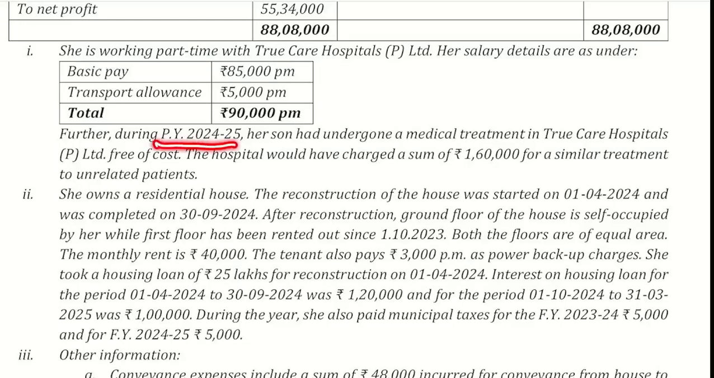Further, during 24-25, her son has undergone a medical treatment in True Care Hospital Private Limited free of cost. So we have given her a facility that the son can be admitted without any cost. The hospital would have charged this sum for a similar treatment to unrelated patients. So whether we should make it taxable, the answer is no. It's an exempt perquisite. Why? It is an employer hospital for family. Please don't make this taxable.